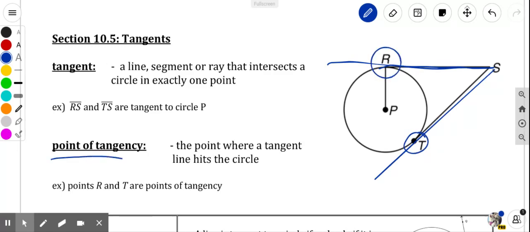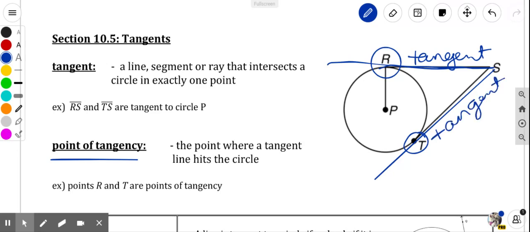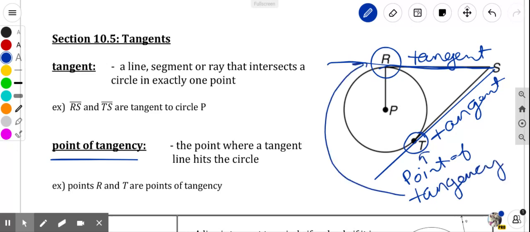That point is called a point of tangency. So the point of tangency is the point where the tangent hits the circle. If you want to label, this is a tangent. This is also a tangent. And then these are the points of tangency. Okay, so those are some vocab words.